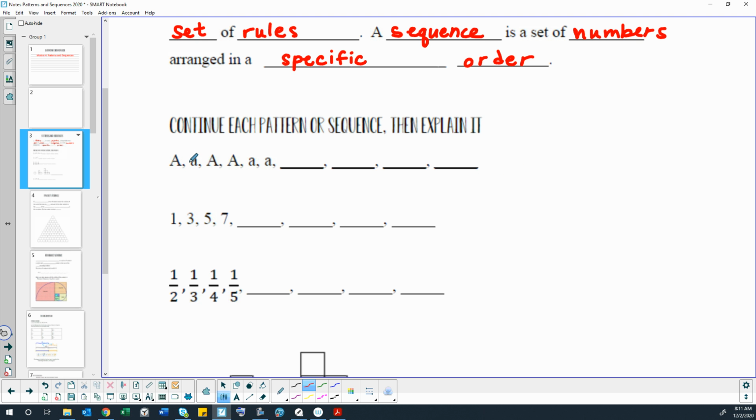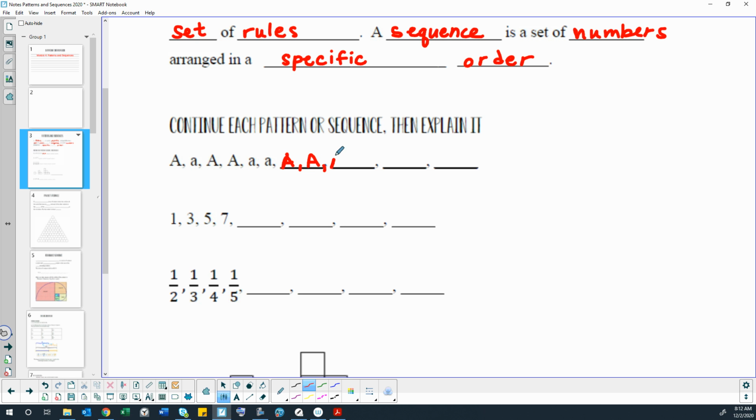So let's see, we have a capital A, a lowercase a, capital A, lowercase a, lowercase a. Any ideas what might come next? All right, so my class here, they decided that the pattern might be that we have one A and then one A, and then we have two A's, two capitals, two lowercase. So they were thinking maybe 3 capitals.